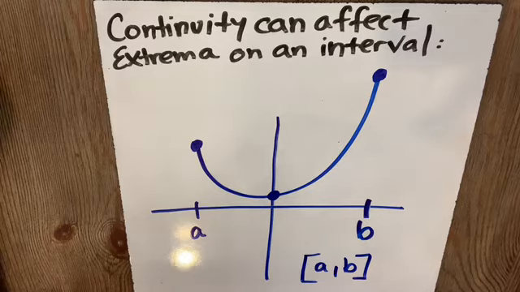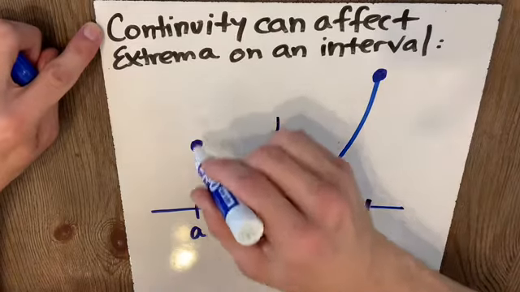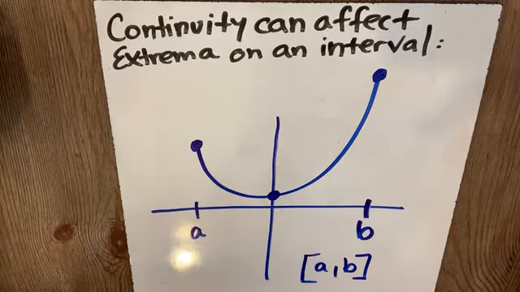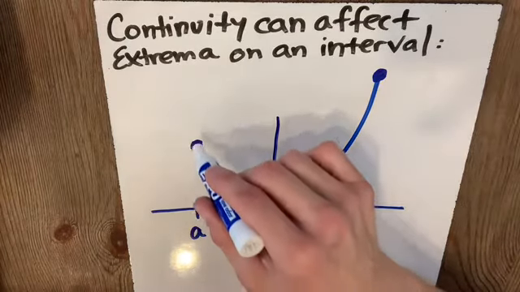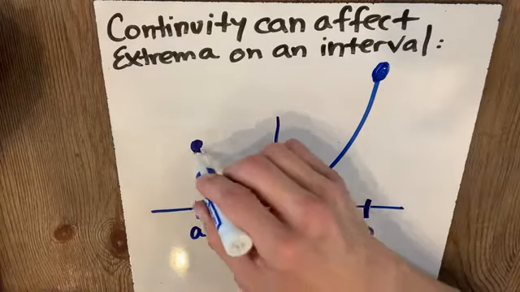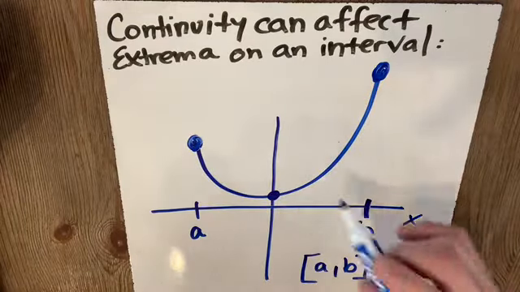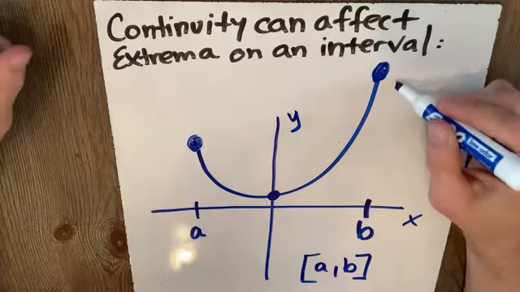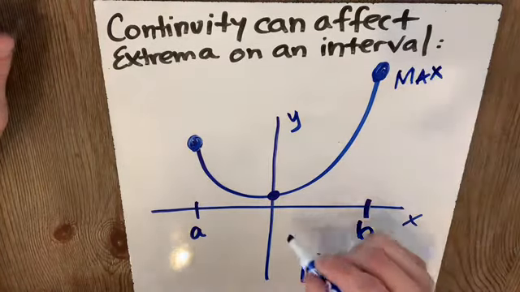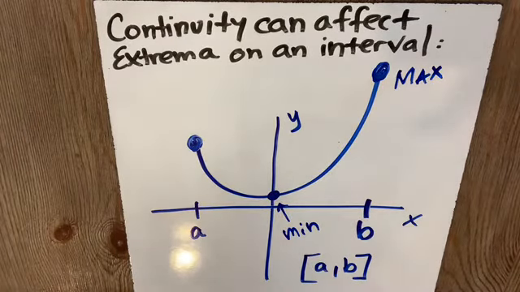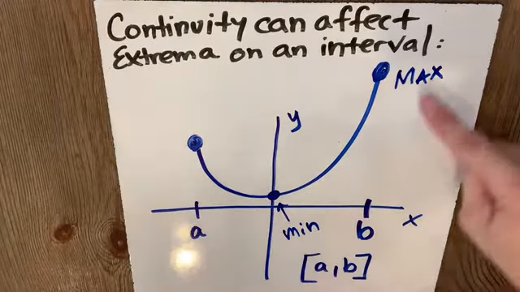Before we do an example, I just wanted to talk to you about how continuity, remember, if a function is continuous, we can draw it without picking up our writing utensil, can affect extrema on an interval. So here, I've got a continuous function on a closed interval. Why do I say closed? Well, look, I've got these points here when x is equal to a and x is equal to b. I can include both. Here is our max, and this point here is our minimum point. So very straightforward on a closed interval with a continuous function.